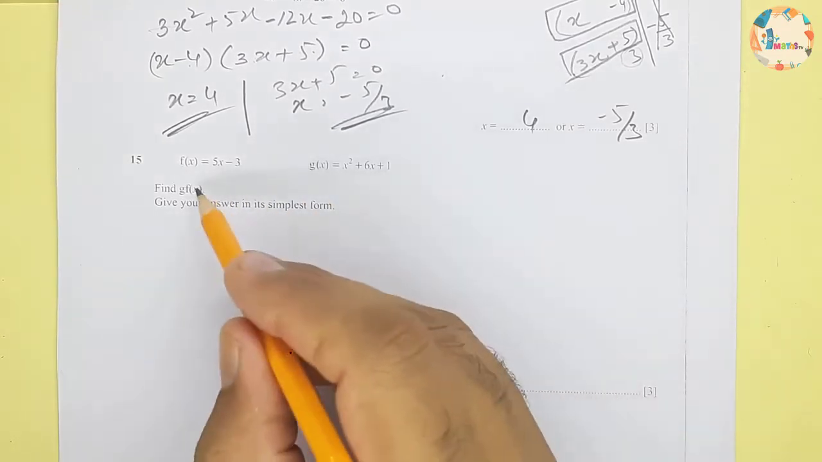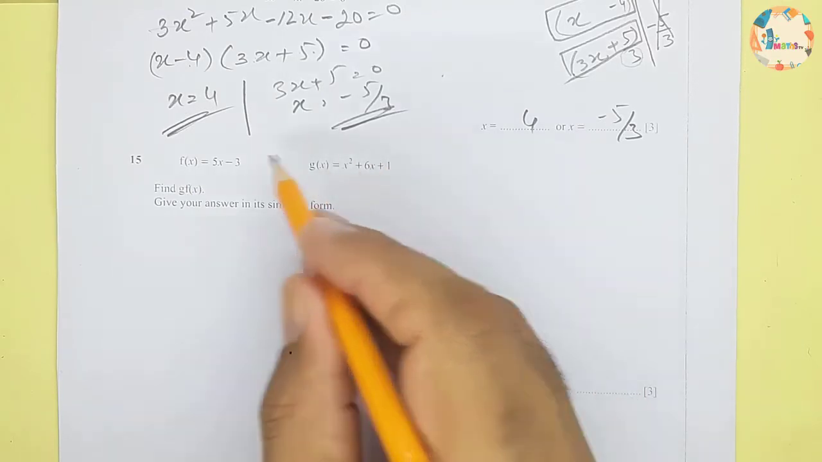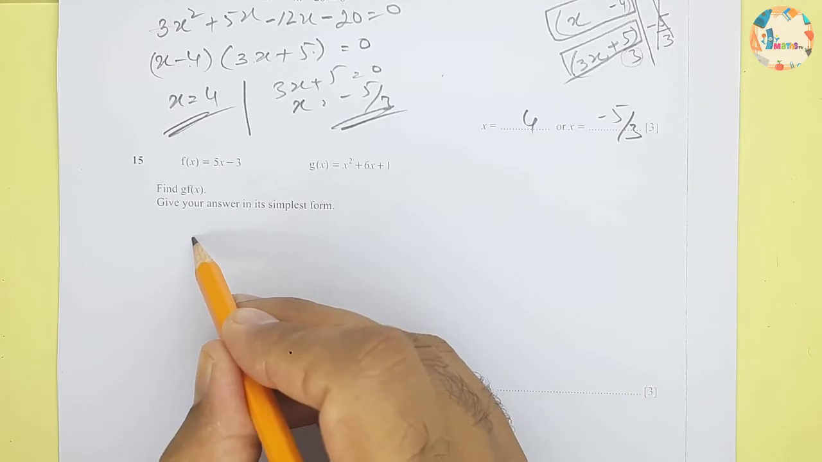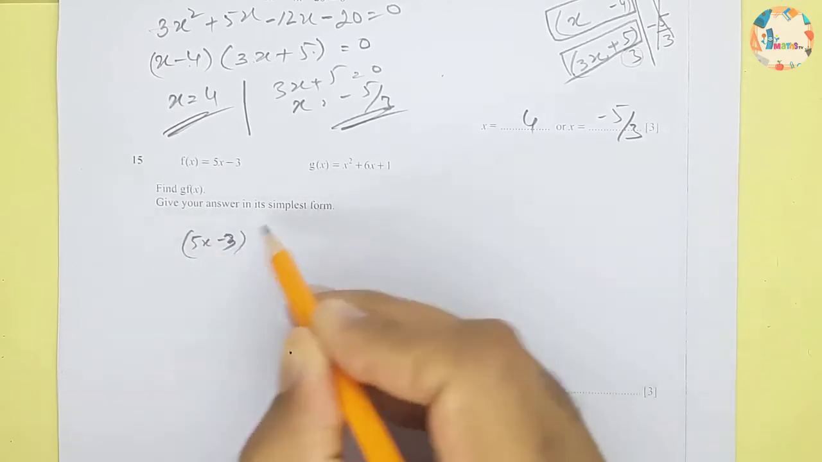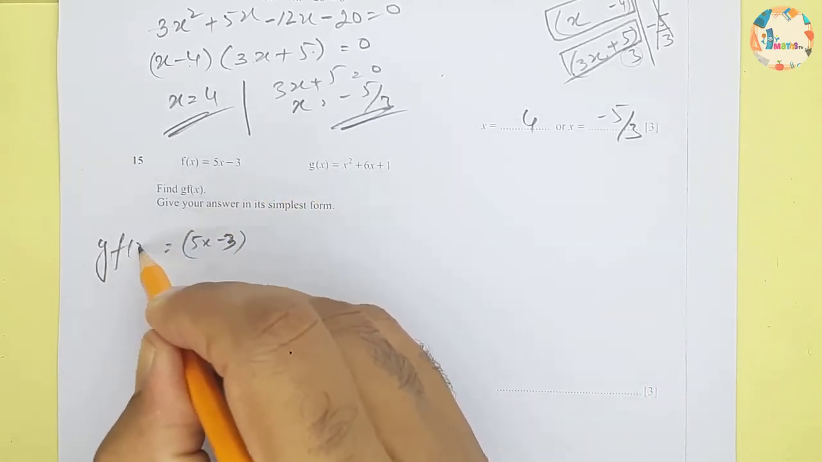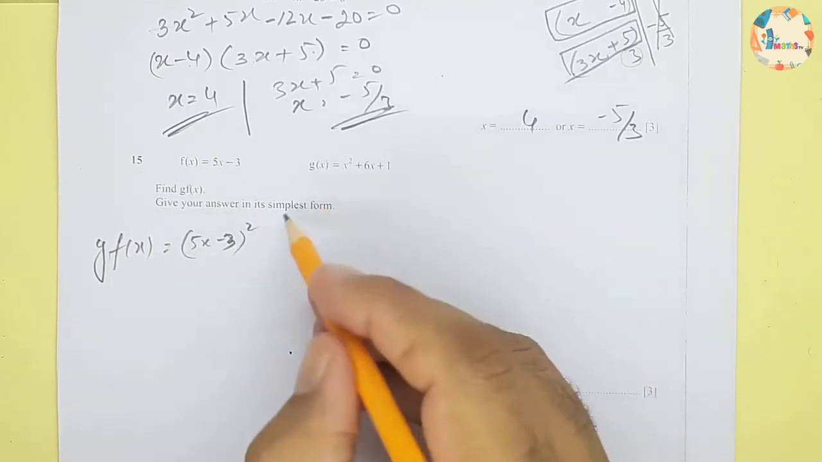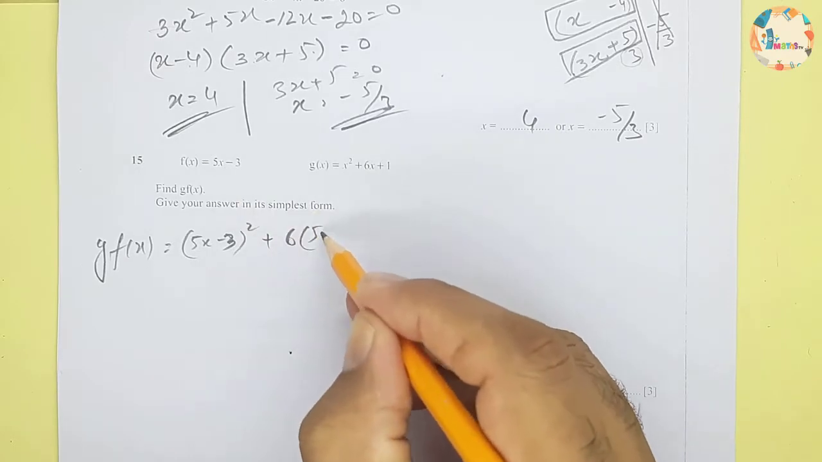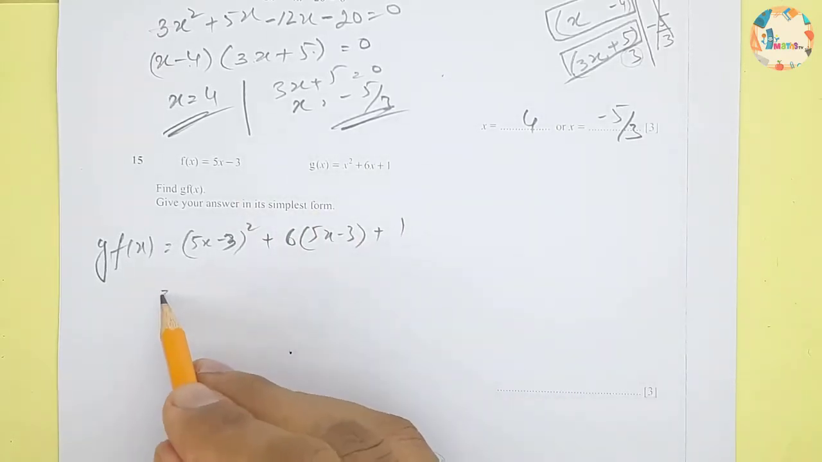x is also given. Find g of f of x. So in g of x we will be replacing this value. So x square means 5x minus 3. I am replacing this value in this one, so I will write g of f of x is equal to this square plus 6 into this value 5x minus 3 plus 1, and now we have to open this one.